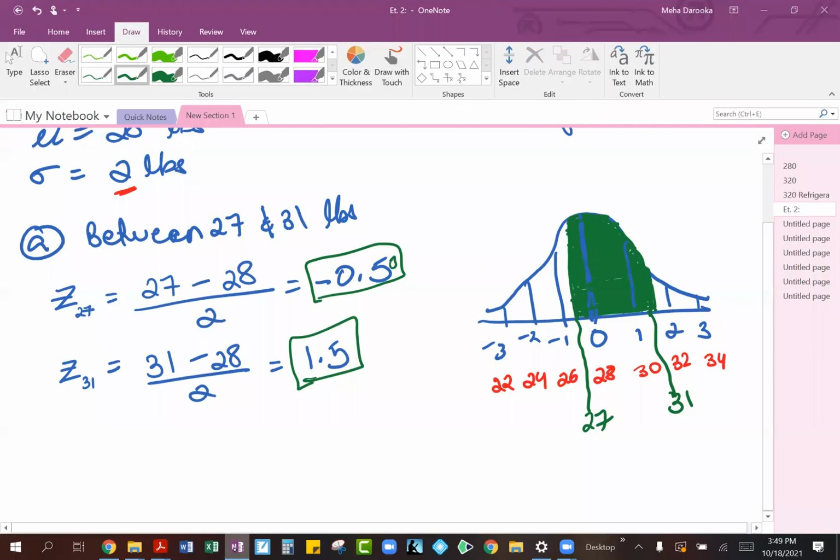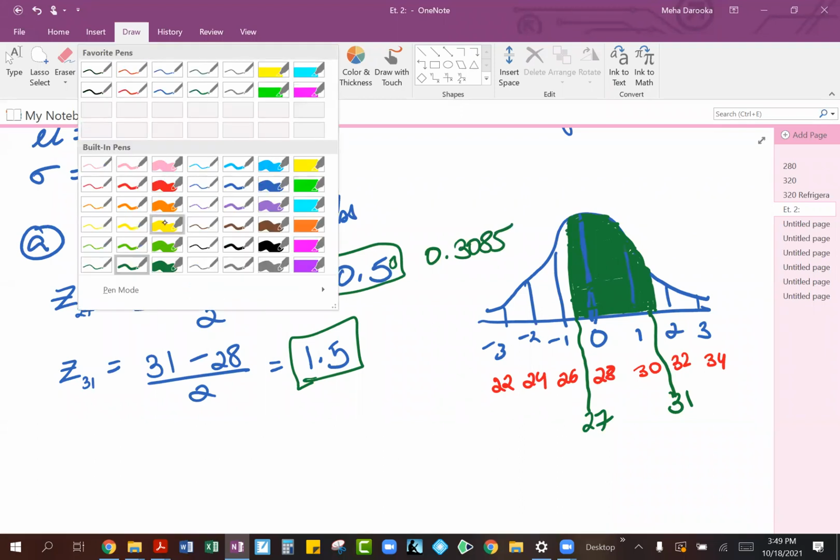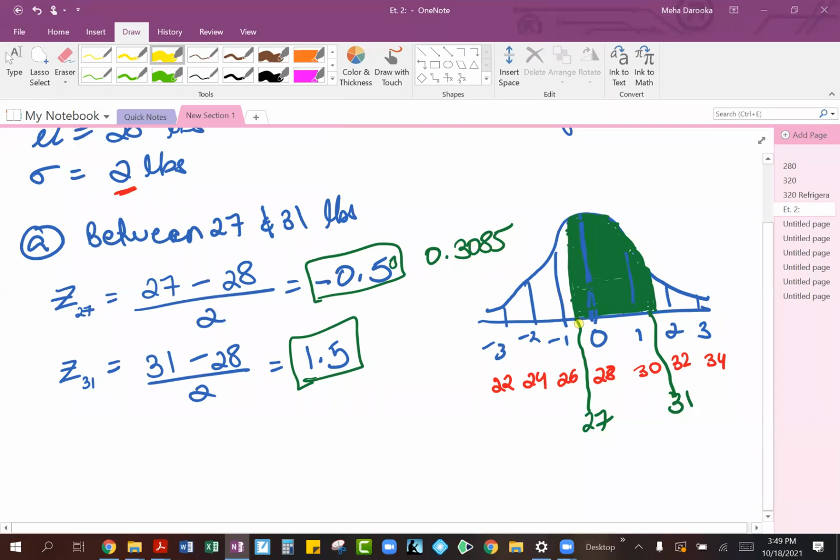0.3085. So this guy is 0.3085. Now remember how this table works. Your 0.3085 is technically starting at 27, and then remember it goes below, right? So this is actually the area, which is your 0.3085.